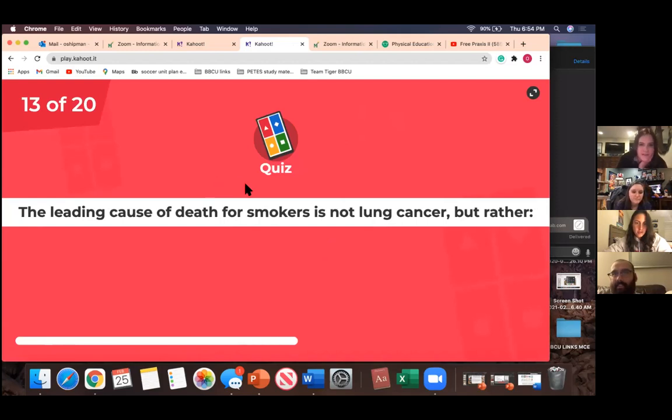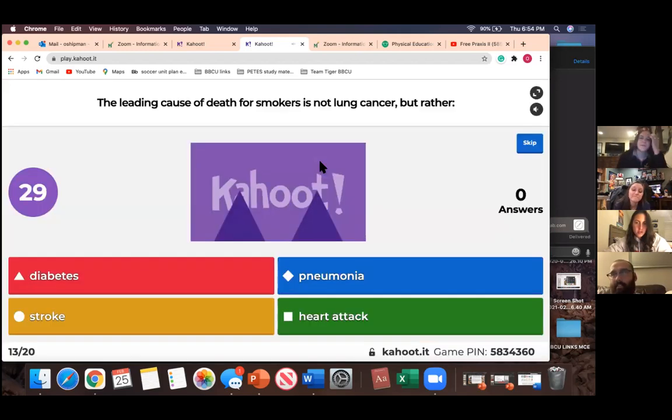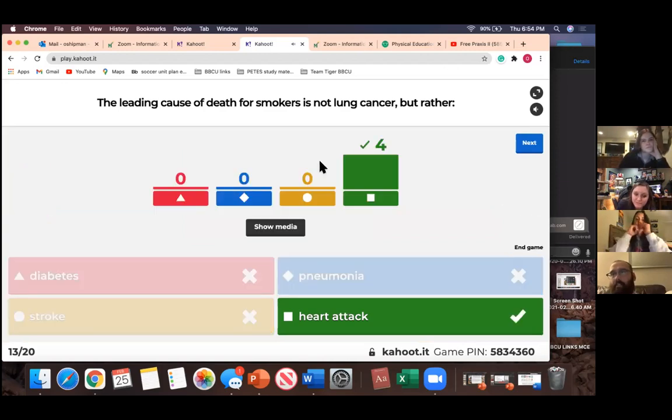The leading cause of death for smokers is not lung cancer, but rather diabetes, pneumonia, stroke, or heart attack. Heart attack.